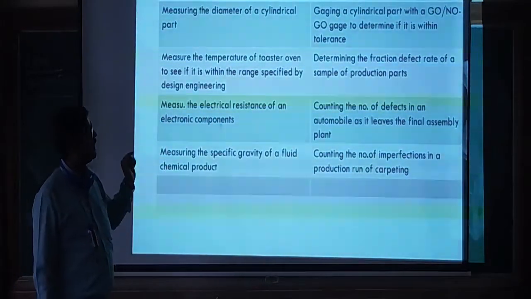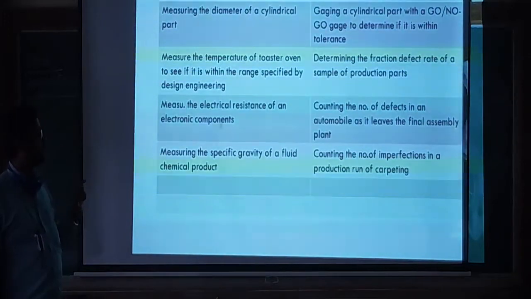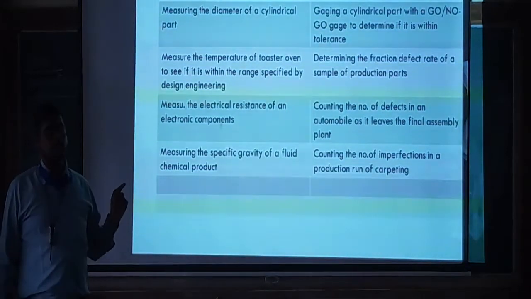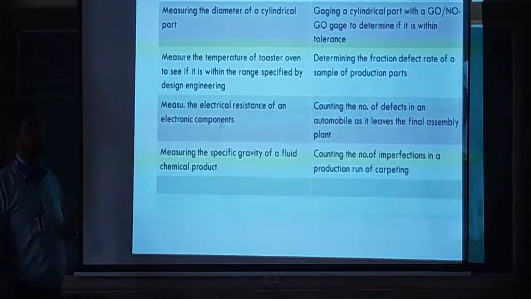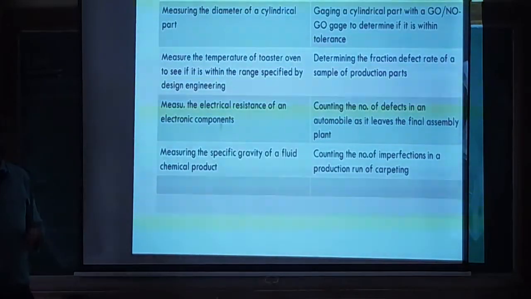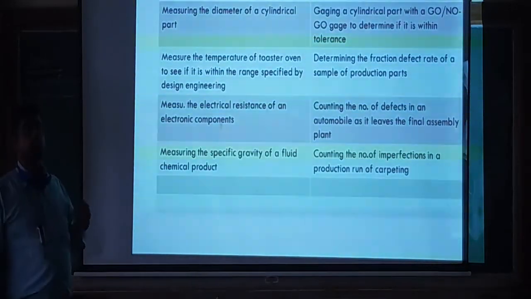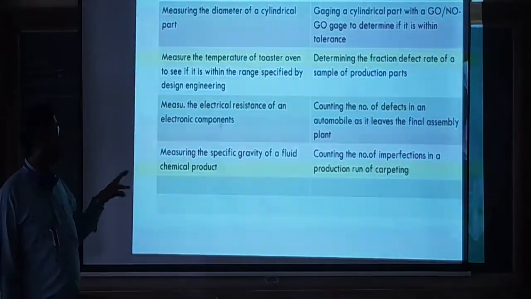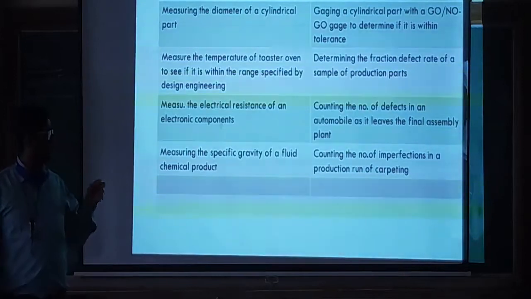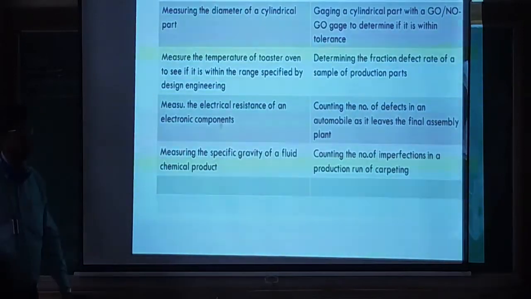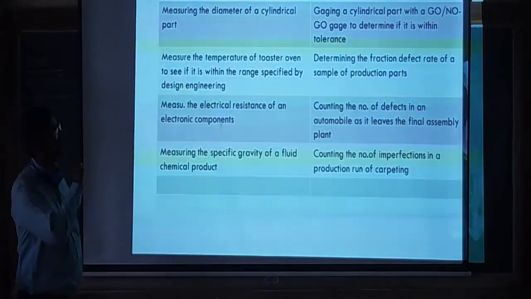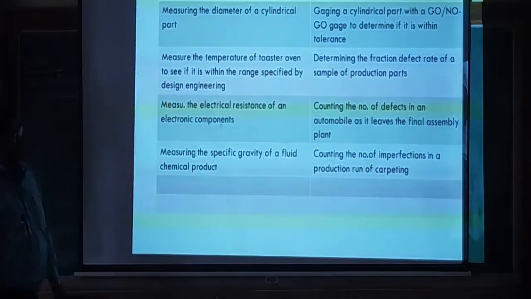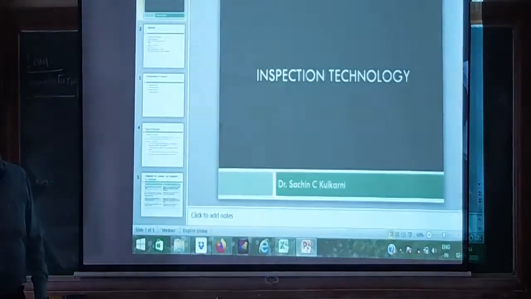Next, an example of inspection of attributes: counting the number of imperfections in a production run of carpeting. Whenever you are weaving that carpet, how many imperfections are there? Counting of imperfections is also one of the inspection attributes. So this is the inspection of variables versus the inspection of attributes.